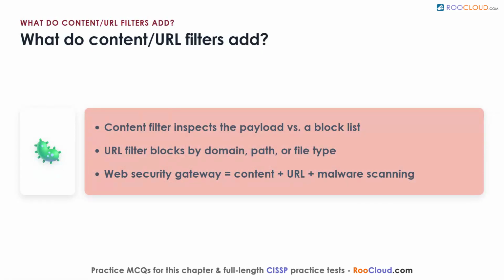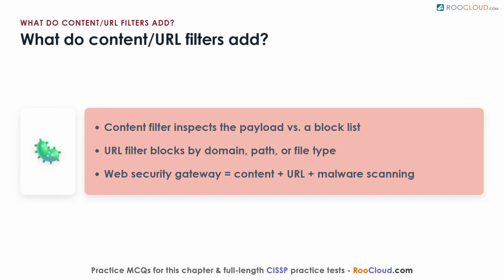Targeted control over what users can reach. Content filtering inspects the payload of traffic, often matching against a blocked list of unwanted terms or addresses to decide what is allowed through. URL filtering, also called web filtering, blocks access based on all or part of a web address, whether a whole domain, a path, or a file type, and it can pull updated block lists from vendors.